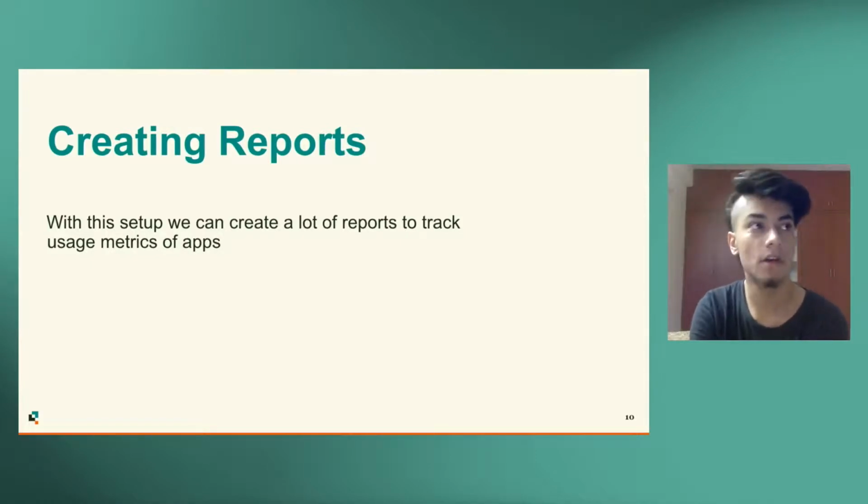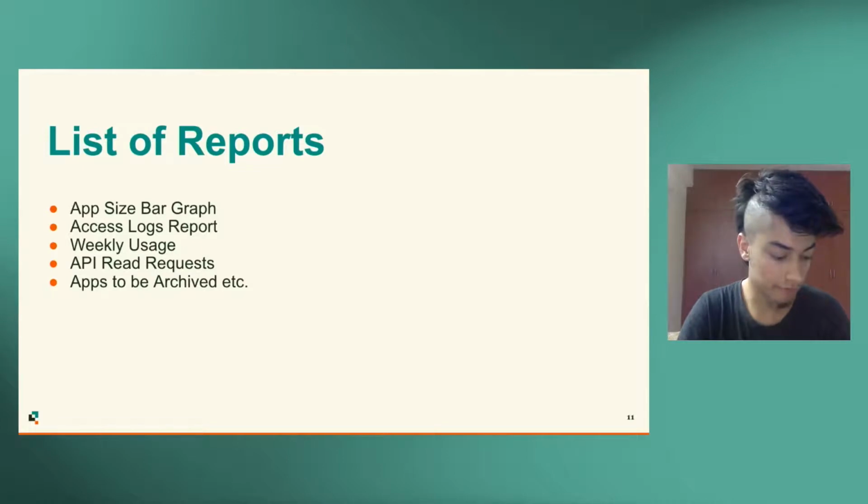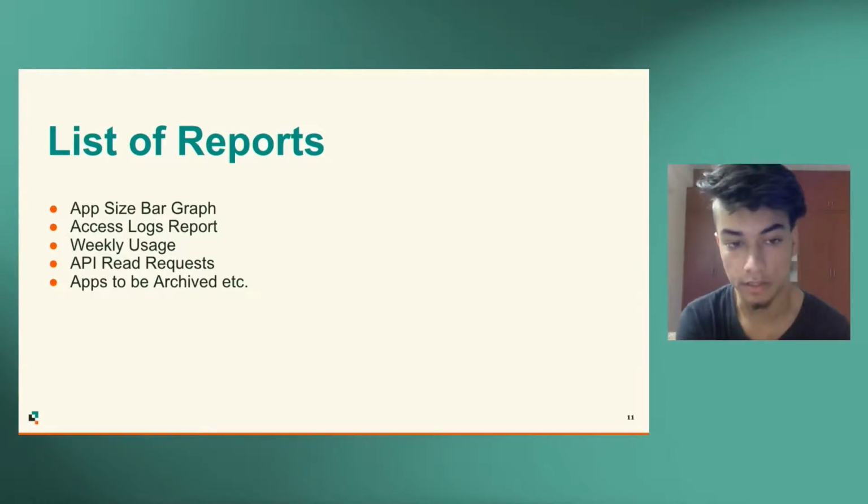I'll be giving examples of what Mondelez is going through, the process that they went through, and the charts that I developed. And we might even go into the details of one or two. So the list of reports that I created would be the app size bar graph, how the app sizes change over time, access logs report, what kind of accesses are being done by the users. Then weekly usage of a particular app, you have weekly usages of the last week, and then you can filter what kind of apps you want the report for.